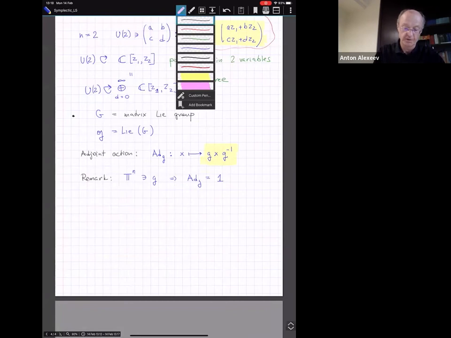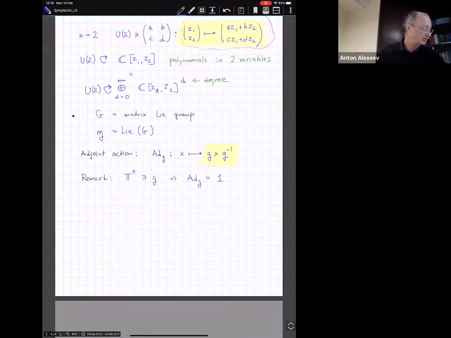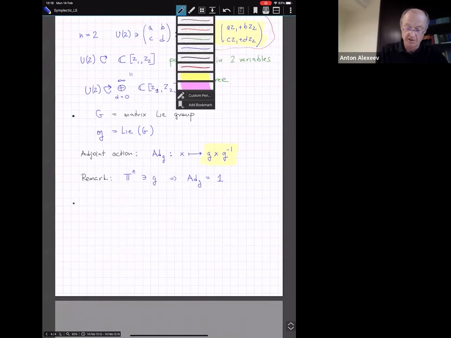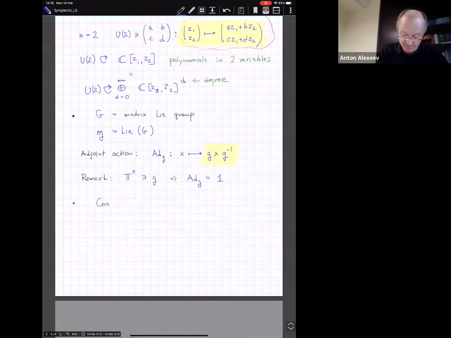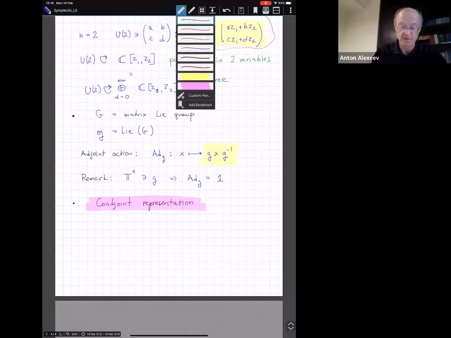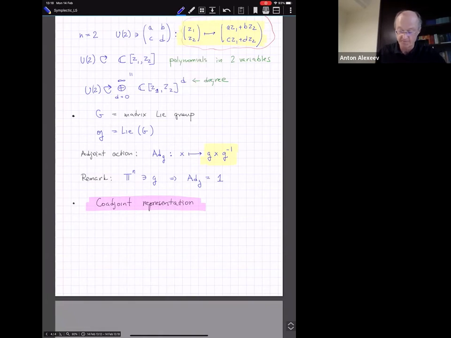Okay. Now, perhaps it's a bit surprising, but we need one more representation of G, and it goes under the name of the coadjoint representation. For now, it's not obvious, but it is of key importance for the rest of the course. Maybe this is one of the big points. So we'll see maybe already next time why it plays a role. But now, what's the definition?